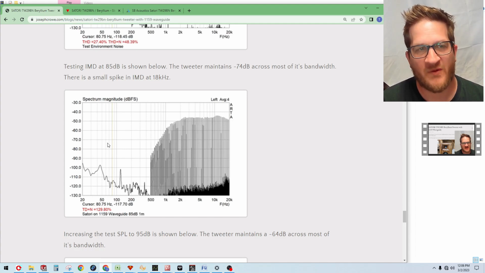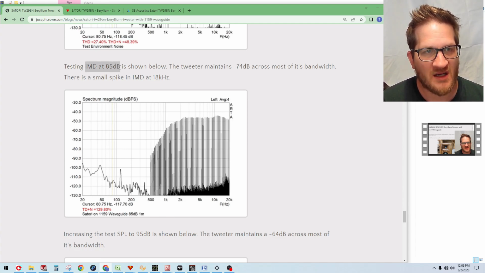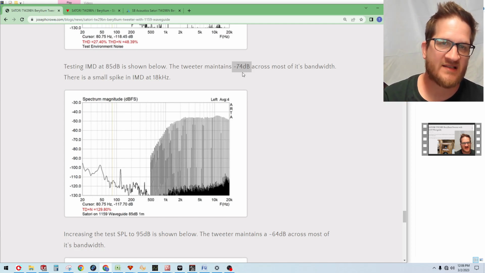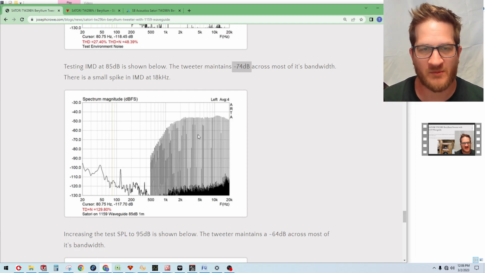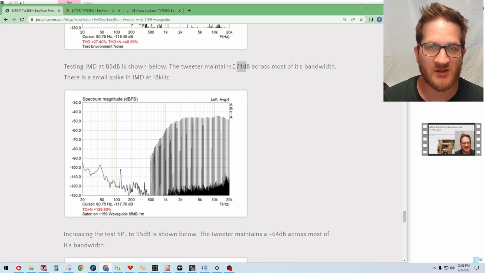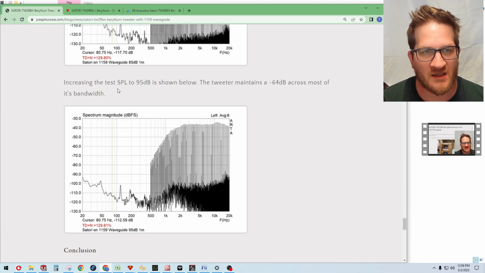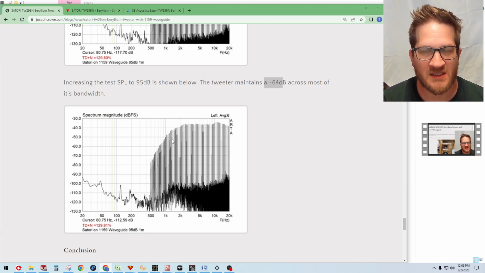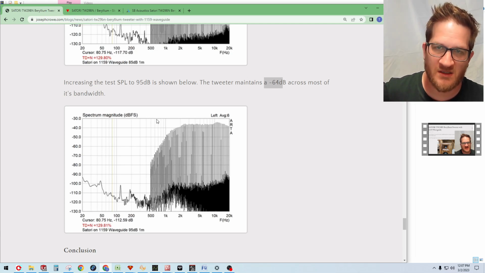Confirmed again with intermodulation distortion using an 85 dB test signal, we're at minus 74. So even with a very difficult test signal such as the multi-tone, multi-band, distortion is basically the lowest that I've measured from any tweeter. Increasing the test SPL to 95 dB, we see again minus 64 dB on the IMD. So this represents the best yet as far as distortion.